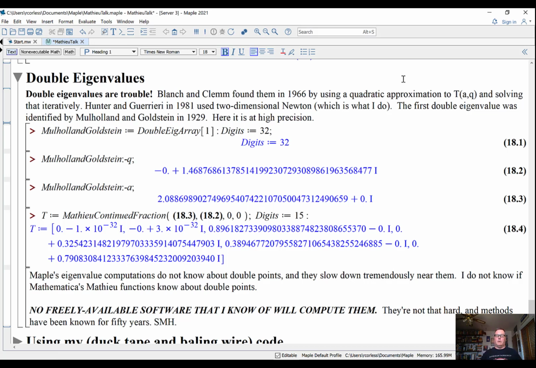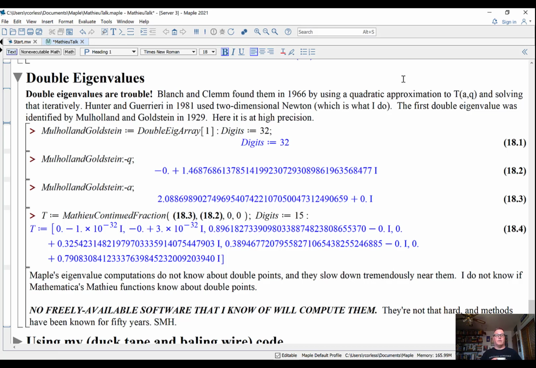So if we're going to solve for double eigenvalues, we can't just use ordinary Newton's method because the derivative that we're dividing by goes to 0. Gertrude Blanch and her co-worker used a quadratic approximation and solved the quadratic at every stage instead of using linear approximation. That worked great. And they used interpolation in Q to find the value of Q for which you had a double eigenvalue. That's 1966. So quite a long time ago.